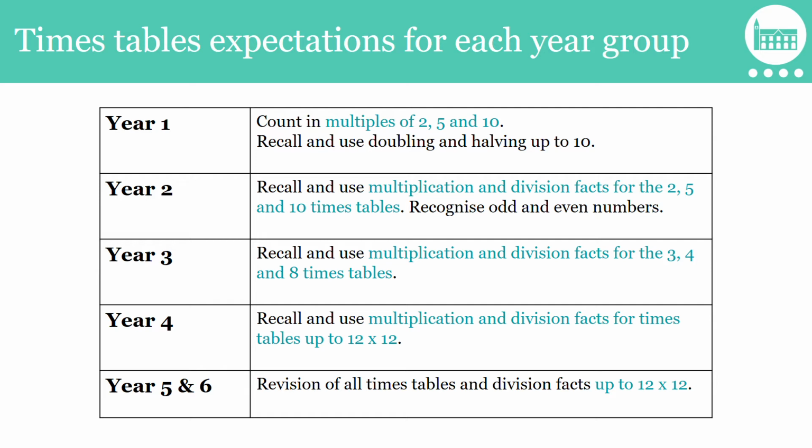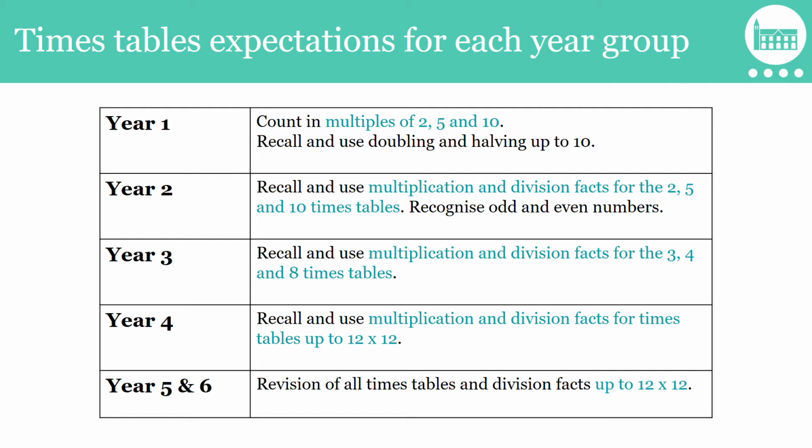The times tables expectations for each year group. So, as you can see from the slides, these are outlined here. The learning of the times tables starts all the way down in year 1, where children are expected to count in multiples of 2, 5 and 10, and they also use doubling and halving as well. In year 2, children must know and use their multiplication and division facts for the 2, 5 and 10 times tables. They also need to be able to recognise odd and even numbers.